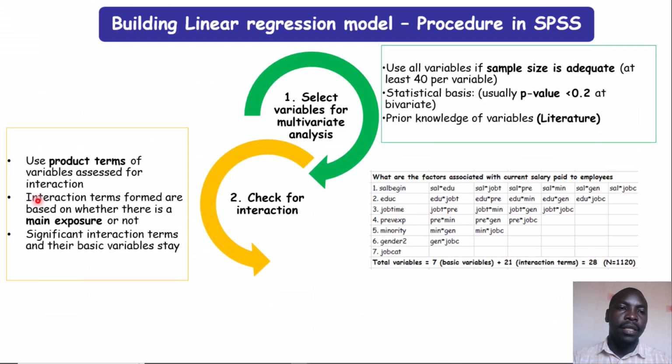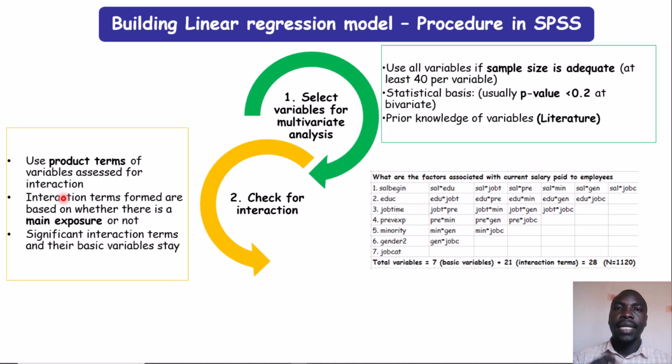So that is one of the scenarios showing you how many interaction terms you are supposed to form. We've said it depends on whether you have a main exposure or not. We've just seen if you do not have a main exposure variable, that's how you would form interaction terms, and that's what will determine how many interaction terms you should have to determine whether your sample size is adequate or not.